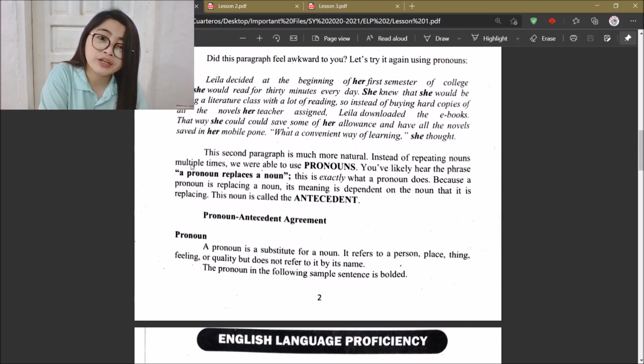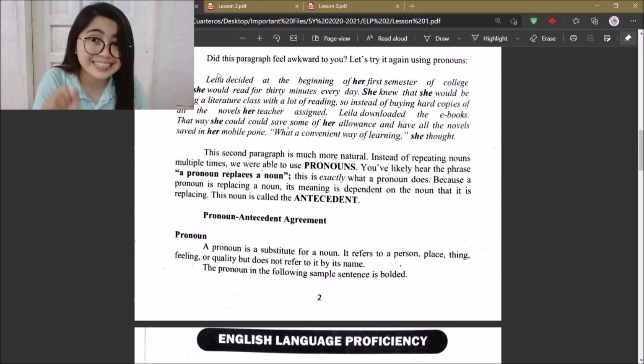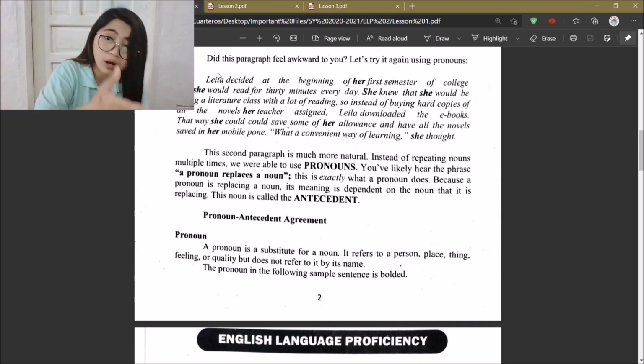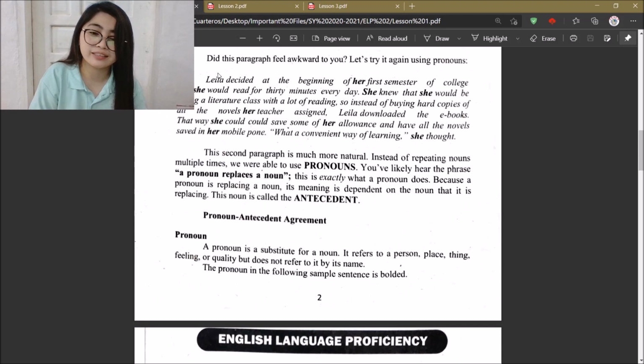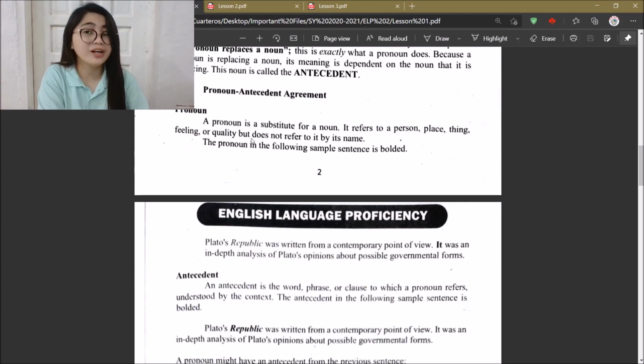So, ano ba yung nag-exist before the pronoun? Ano ba yung nag-exist before her? It is Laila, right? So, Laila now is your antecedent. Again, antecedent is what comes before the pronoun. Okay? So, laging tandaan, ang antecedent ay noun. Ano ba yung noun natin? It refers to a person, place, thing, feeling, or quality, but does not refer to it by its name.